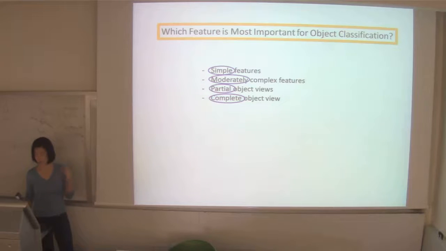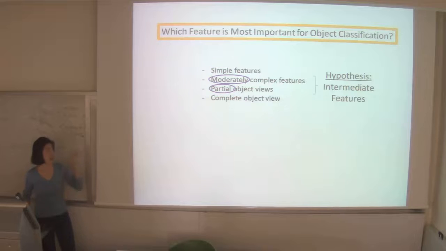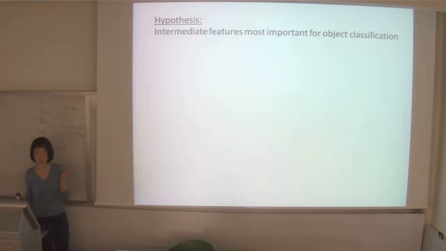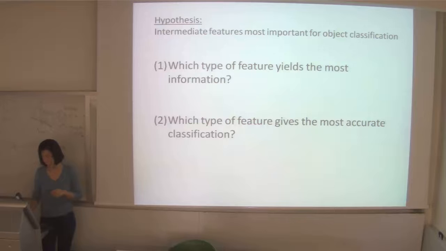And they ask the question, which feature is most important for object classification? And they hypothesize that it's the moderately and partial face fragments. And they call these intermediate features. So the hypothesis is that intermediate features are most important for object classification. Are we all following here? Okay, so it gets more complicated because how do you prove this hypothesis, right?